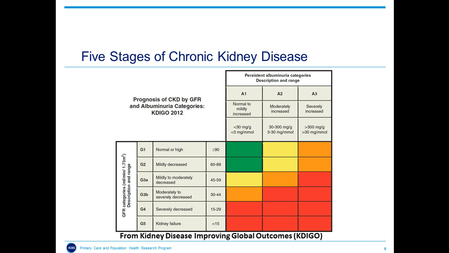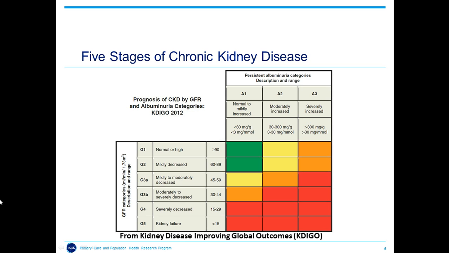There are a few different classification systems for CKD out there, but in general it is accepted that there are 5 stages of CKD based on the level of kidney function. What I'm showing here is KDIGO's classification system. KDIGO stands for Kidney Disease Improving Global Outcomes, and it is an international organization.